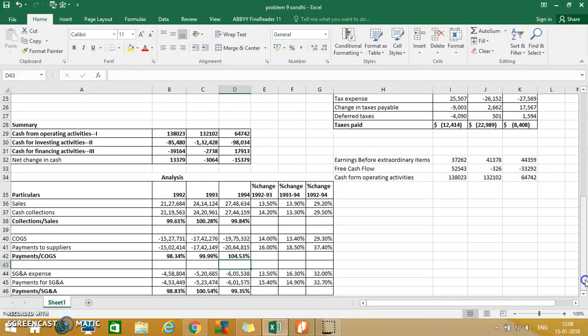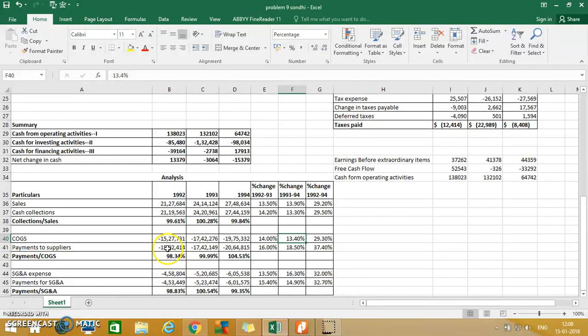You can always do it for COGS. I hope that you will do it for the COGS, though you can take this as a reference point. So for the COGS also, there's a growth of cost of goods sold. It is 14% and 13% when compared to 92, 93 and 93, 94.